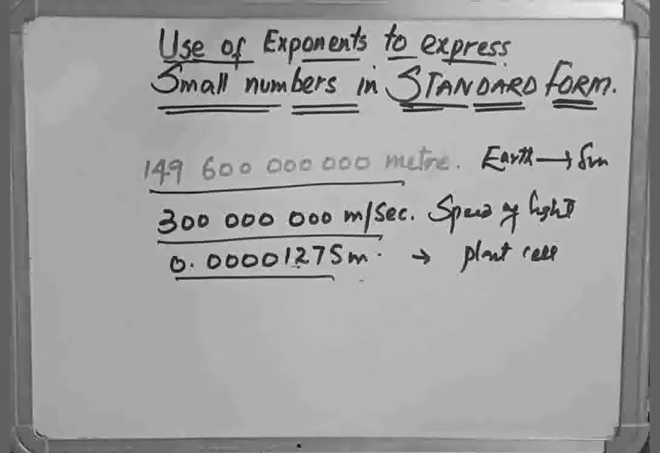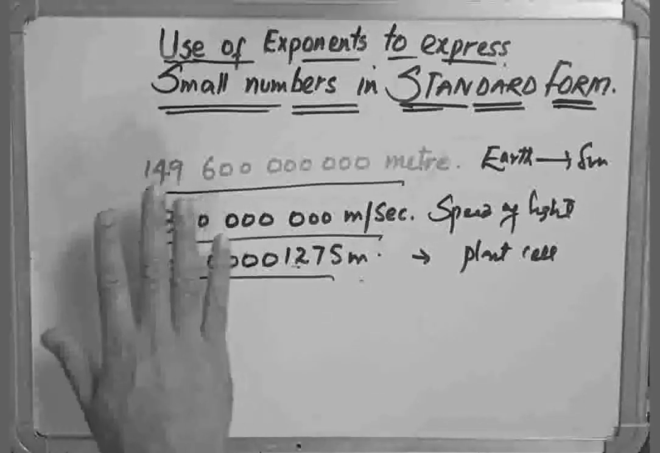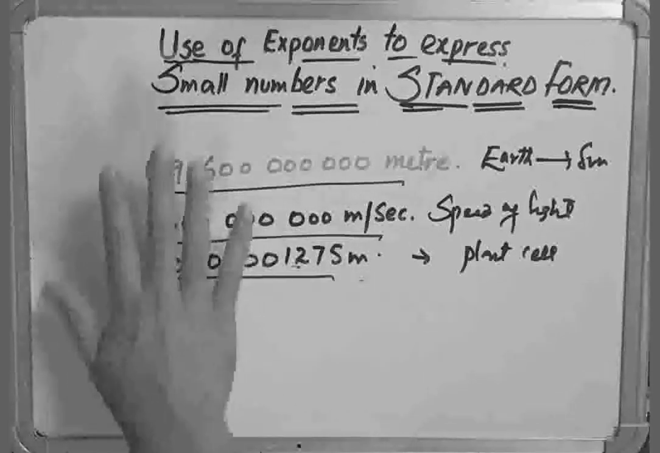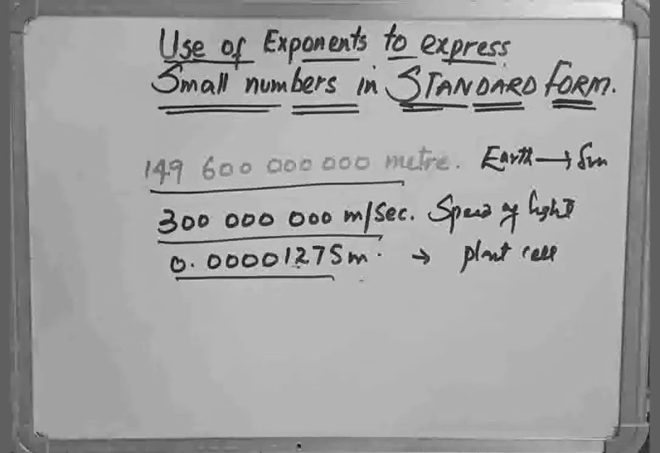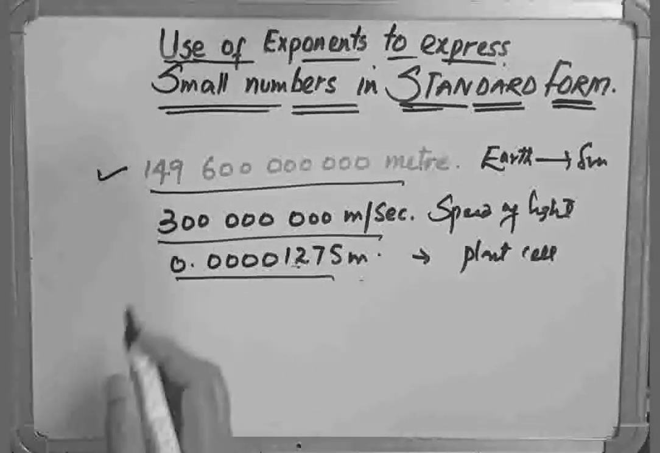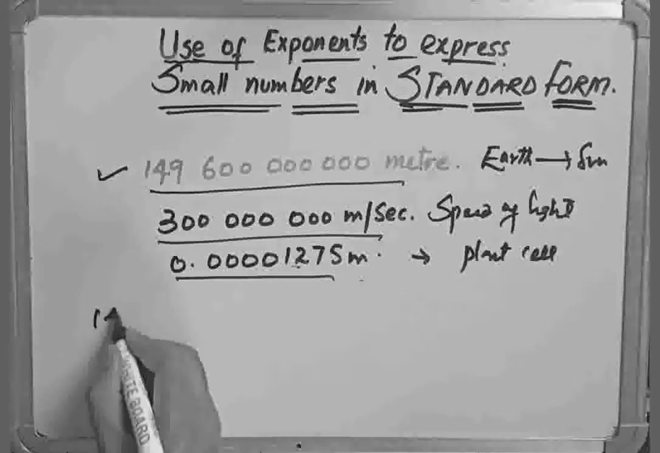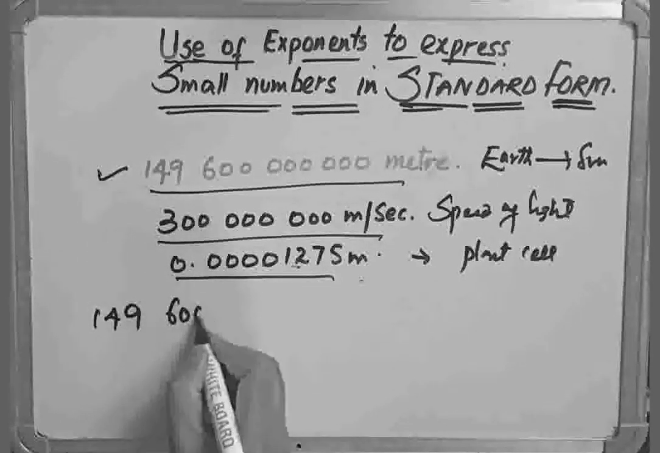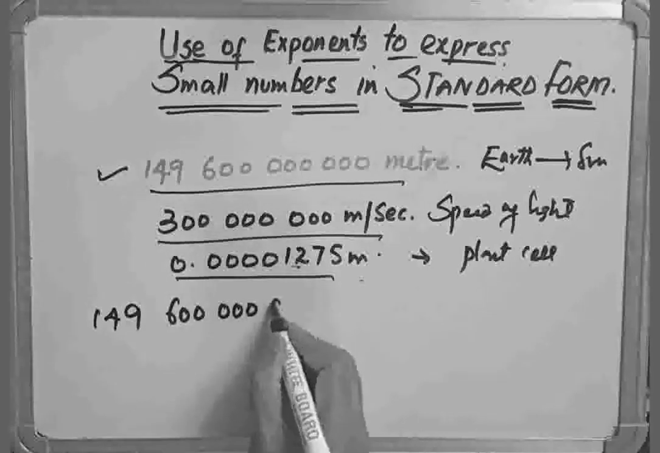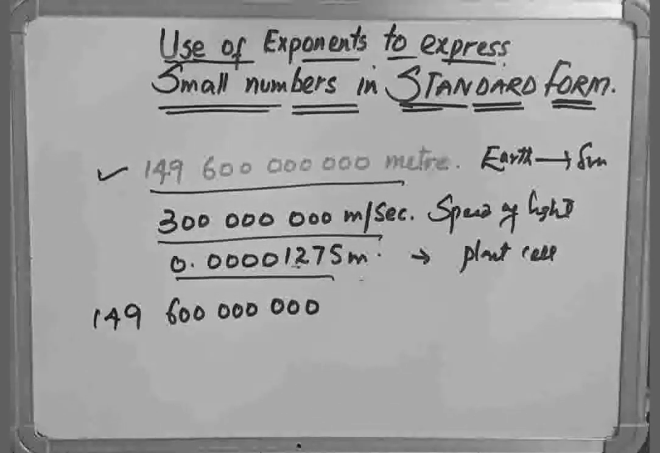So there must be some procedure, some method, in which these numbers can be transformed into a simple form, so that we can communicate these numbers and write these numbers easily, right? Let's see how we can convert these numbers into standard form. See, let's take this number: 149,600,000,000 meters.